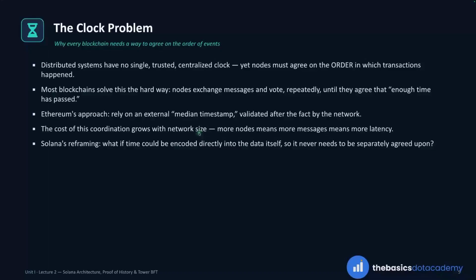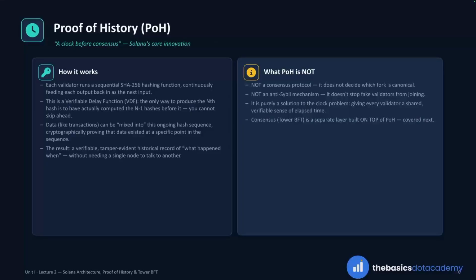However, the cost of this coordination grows with network size. More nodes means more messages, which means more latency. So Solana's reframing was: what if time could be encoded directly into the data itself so it never needs to be separately agreed upon? The developers at Solana found the answer to this question, which led to proof of history, and that then became proof of history with Tower BFT, Solana's consensus algorithm.